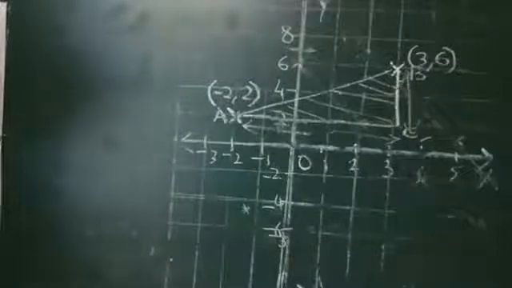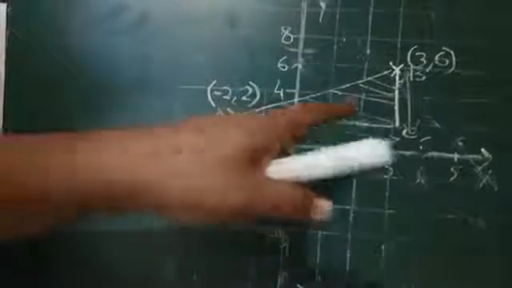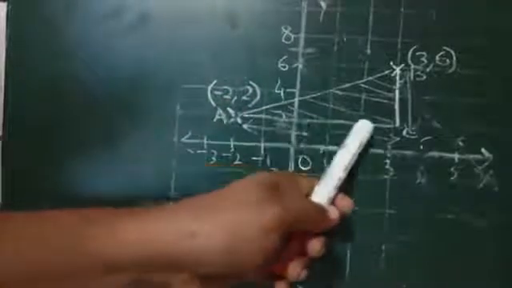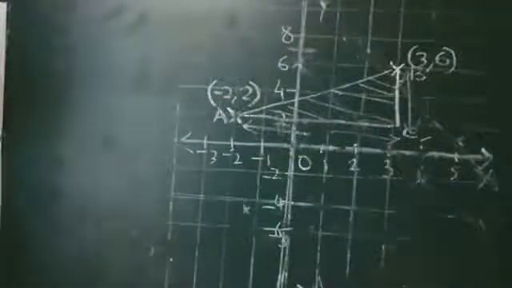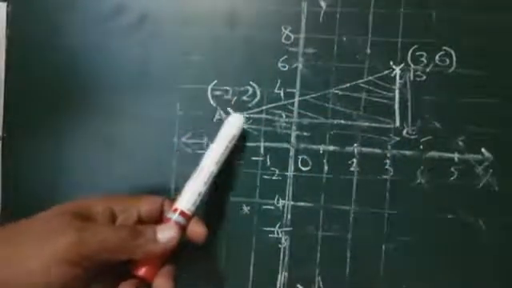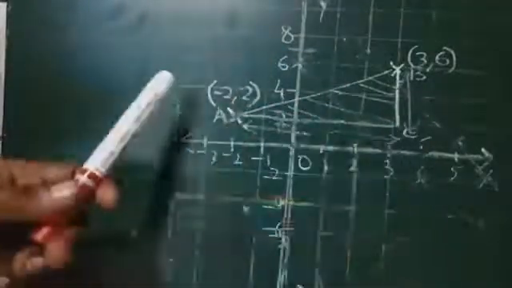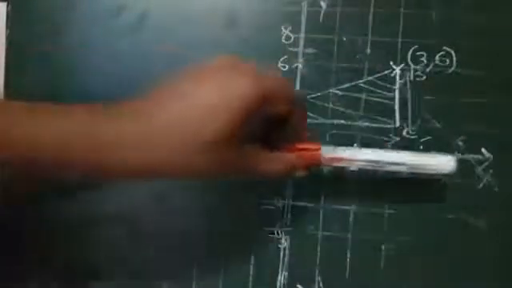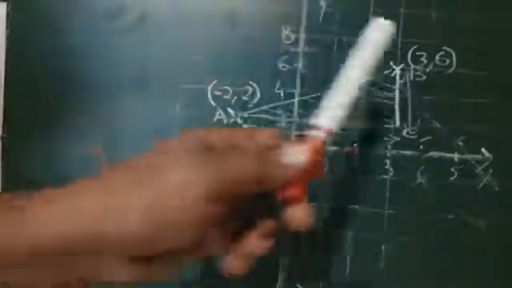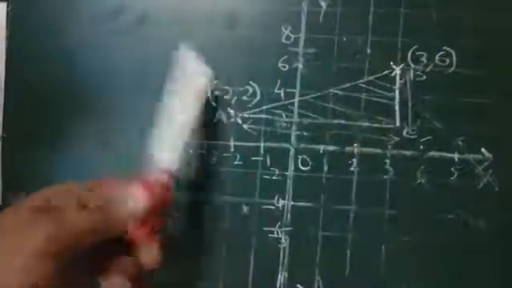To find the length of AC, it is 1, 2, 3, 4, 5. What is the length of AC? There are 5 units from A to C. From A to C, how many units are there? 1, 2, 3, 4, 5. 5 units are there. That is the same as 3 minus minus 2, no? This is a horizontal length. Horizontal length means x-axis, since the x-axis is horizontal. So a length on a horizontal line is an x-axis length. So you just subtract 3 minus minus 2. What do we get?